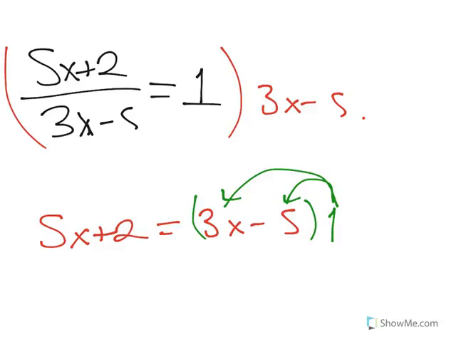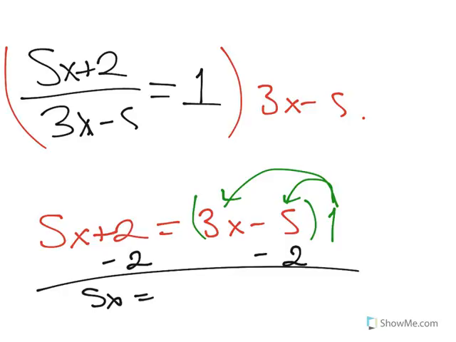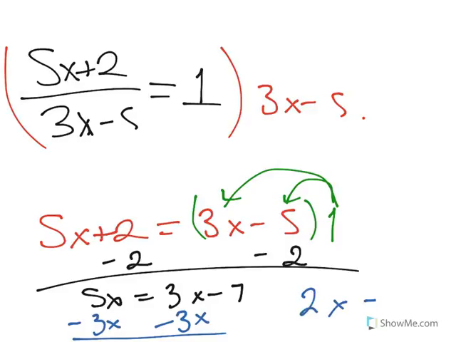So now you just want to find x. We can subtract 2 from both sides, and you get 5x is equal to 3x minus 7. We can subtract 3x from both sides, and we get 2x is equal to negative 7. Divide both sides by 2, and you end up with x is equal to negative 7 over 2.